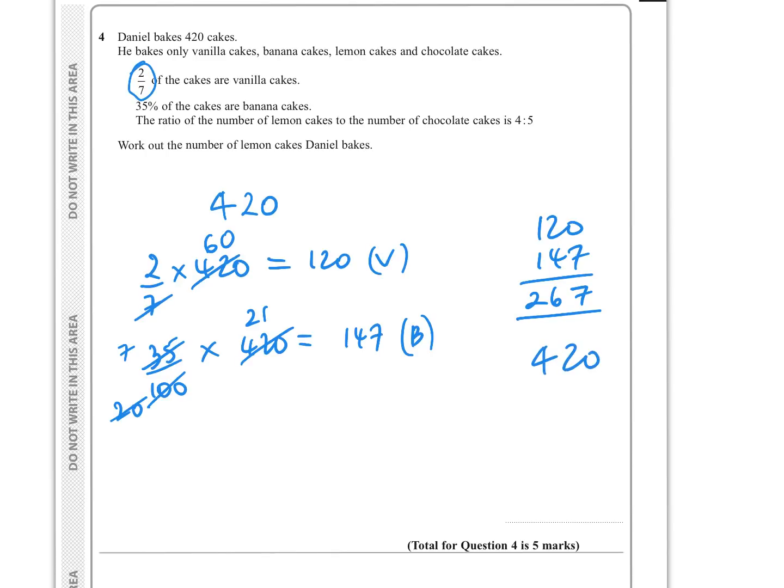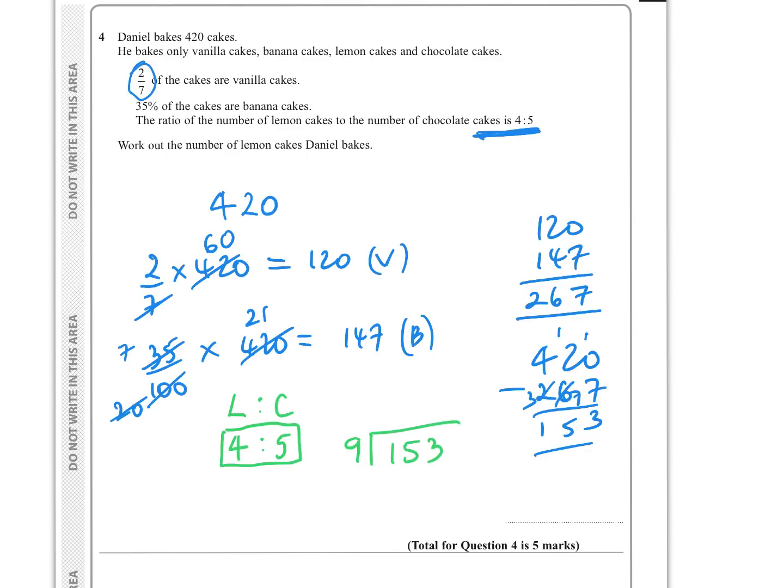But what does that leave? Well, again, on the calculator, you can do 420 take away 267, which is 153. And the important thing here is the ratio of lemon cakes to chocolate cakes is 4:5. So that's 9 parts altogether. 4 and 5 makes 9. And if we do 153 divided by 9, use your calculator if you wish, that's 17 per part. But there's 4 parts here, so 4 17s. Well, 2 17s are 34, so that'll be 68 for 4 lots. And you can either take 68 off 153, or you can do 5 times 17, which is 85. And 68 and 85, again, would make 153.